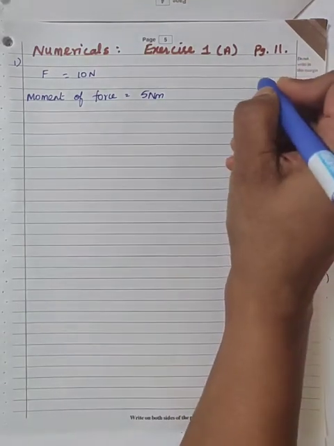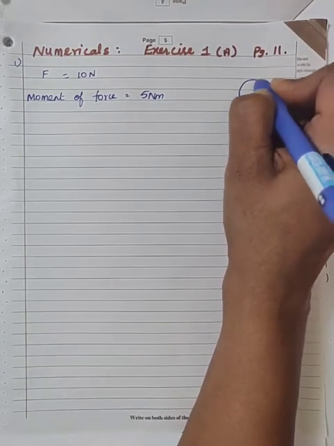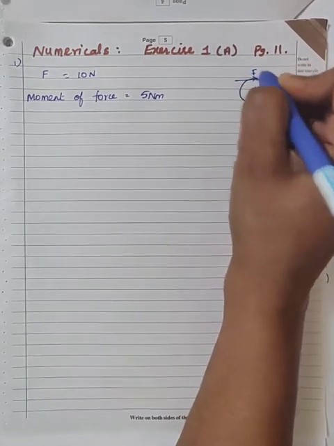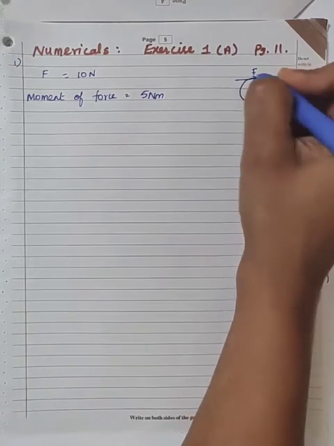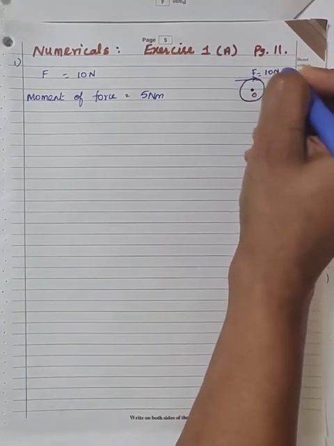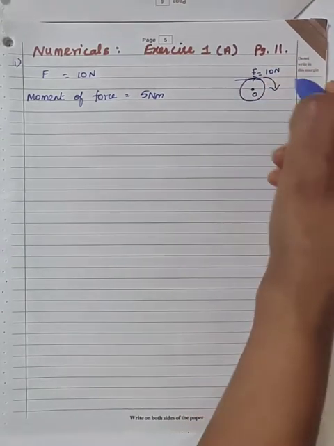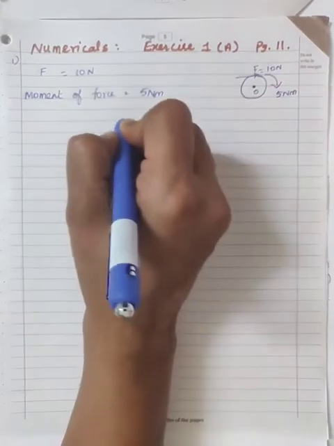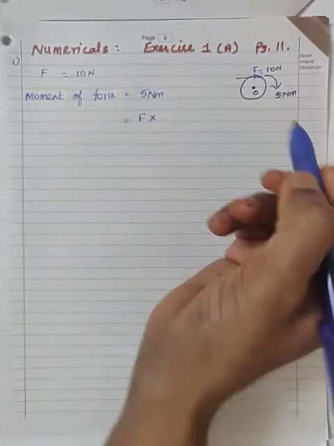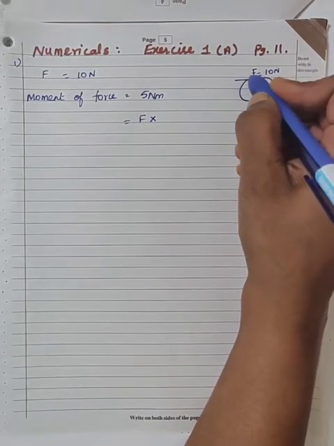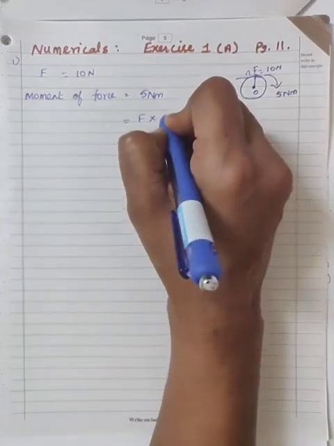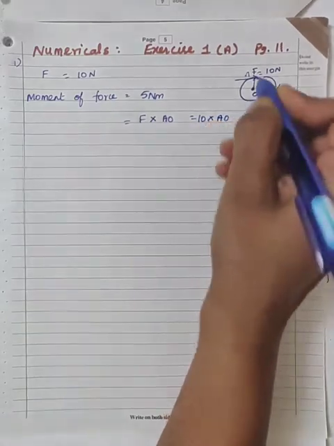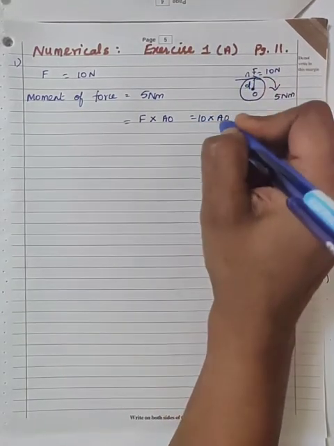Now you are asked to calculate the distance of the point O from the line of action of the force. We represent this in a diagram. Let O be the pivoted point, with a force F acting on the body like this about the point O. The magnitude of this force is 10 Newton, and the turning effect produced by this force is 5 Newton meter. Then the moment of force is equal to F into, if I consider this point as A and this point as O, AO. F is given as 10 Newton and AO is not given. We have to calculate it, which is equal to D. This distance I mark as D.